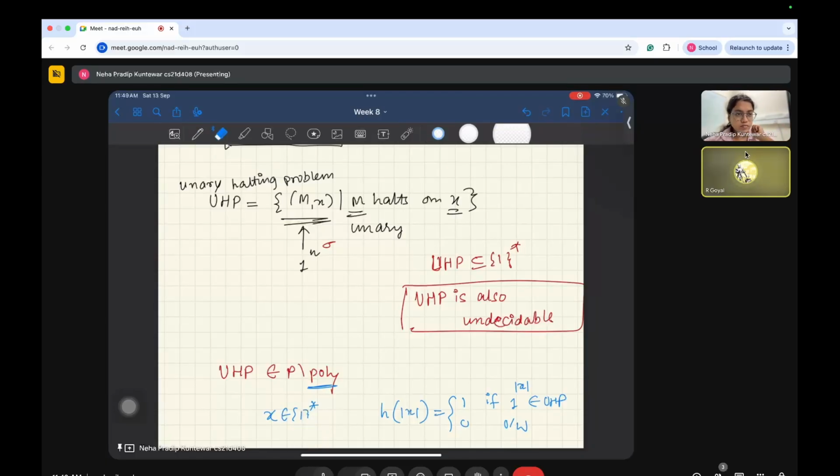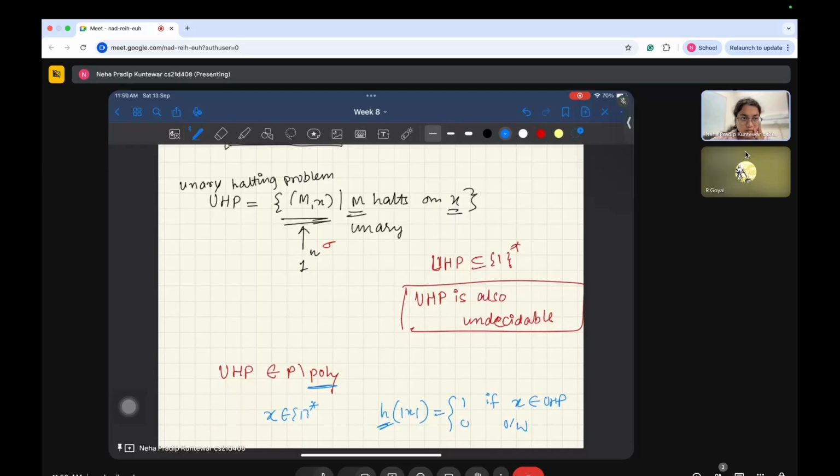Now, 1 raised to the power x being an element of UHP means what? This is just the encoding of the problem instance. You can think of it as x itself. So just think of this as x. So okay, why is this working? Because we never said that h, we are talking about h, the existence of h.